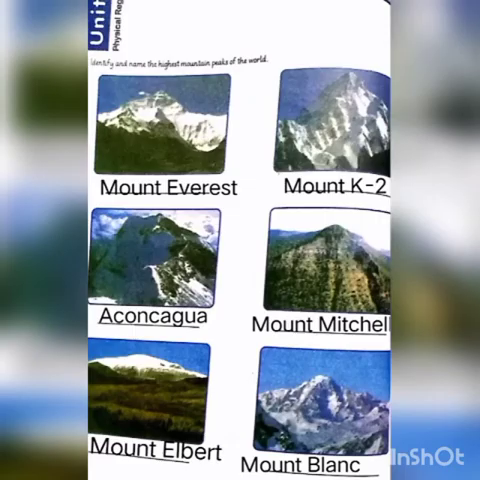Name these highest peaks of the world. The first one is Mount Everest, which is the world's largest peak. The second one is Mount K2, the second highest peak in the world. Aconcagua. The fourth one is Mount Mitchell. The fifth one is Mount Albert and the sixth one is Mount Blanc. So these are the highest mountain ranges around the world.